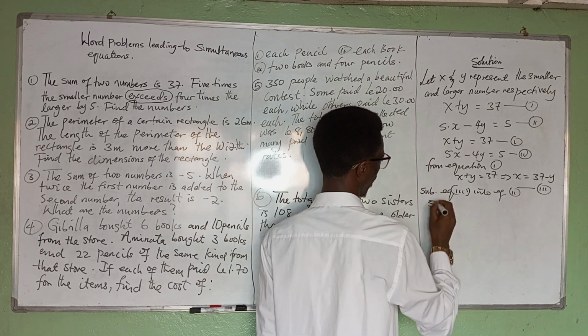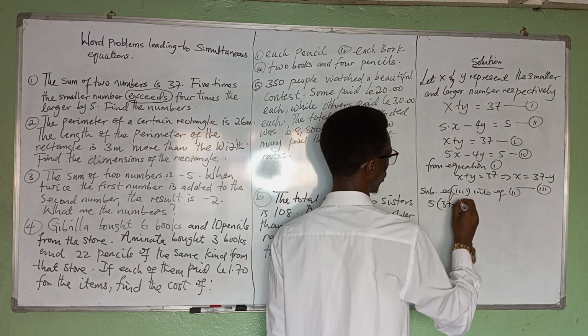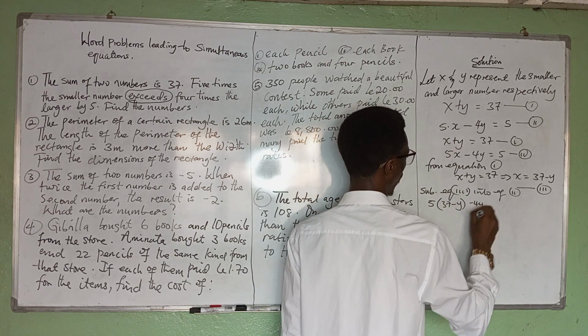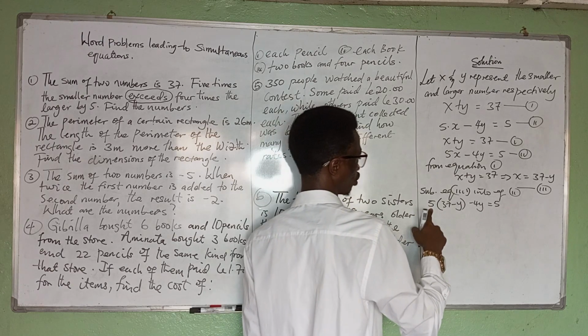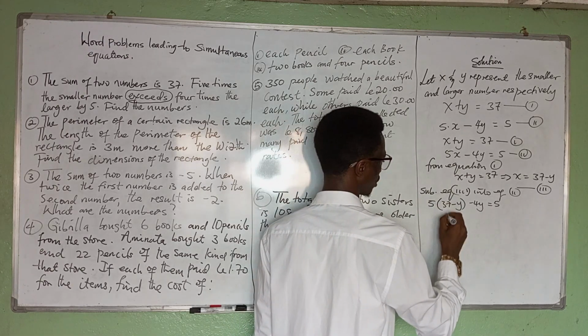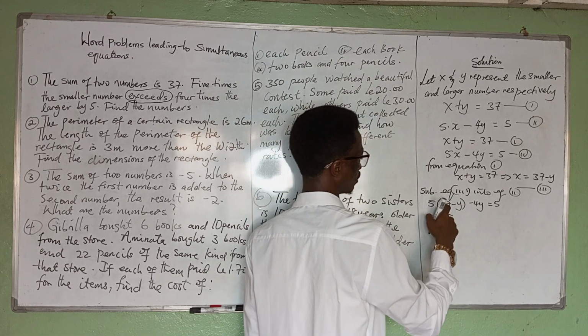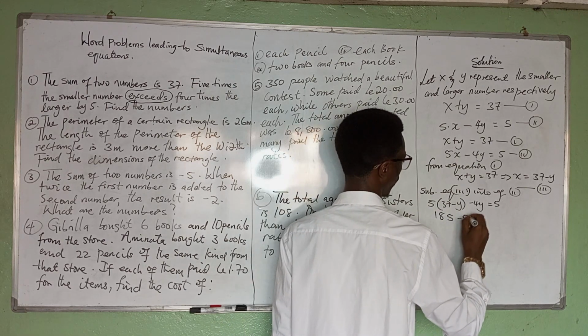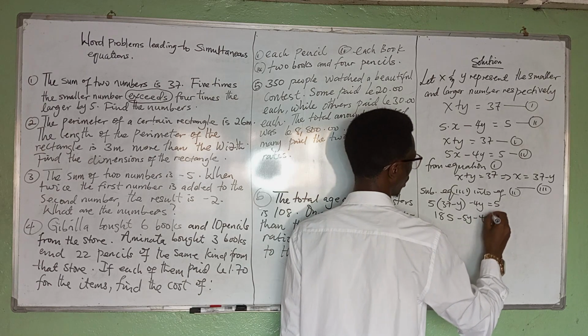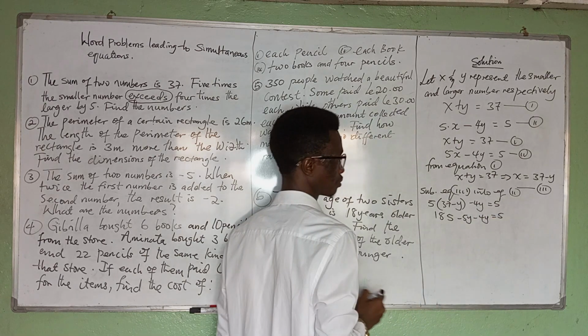Putting equation 3 into equation 2, wherever I see x, I will now put 37 minus y. So this becomes 5 into 37 minus y minus 4y equals to 5. Okay, so I will then multiply this and this. So 5 times this, 35, carry 3. 5 times this, 15, that gives you 185. Okay, minus 5y minus 4y equals to 5.